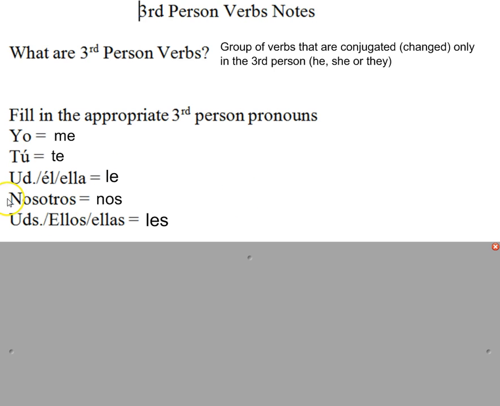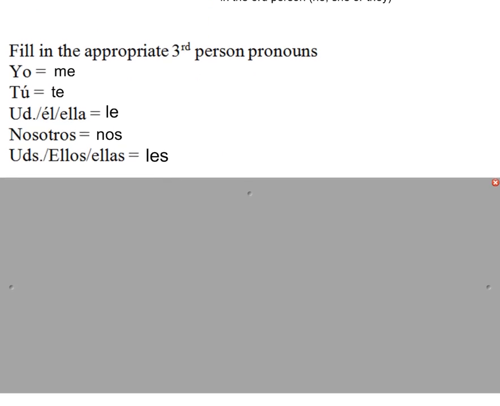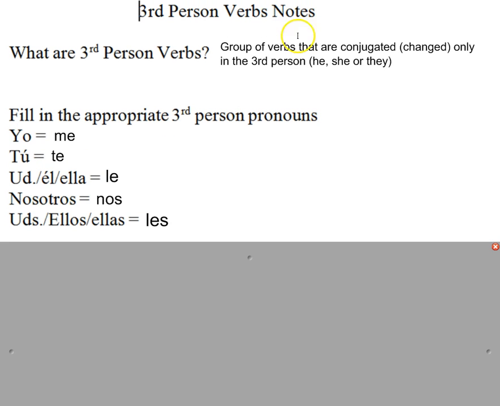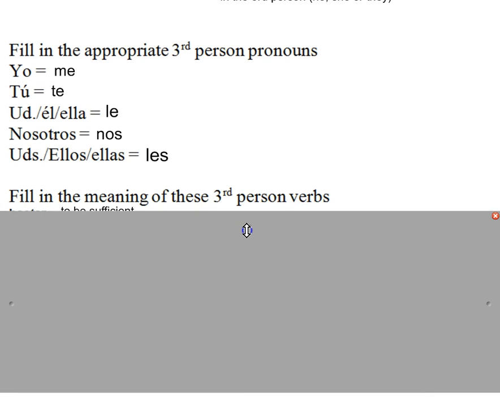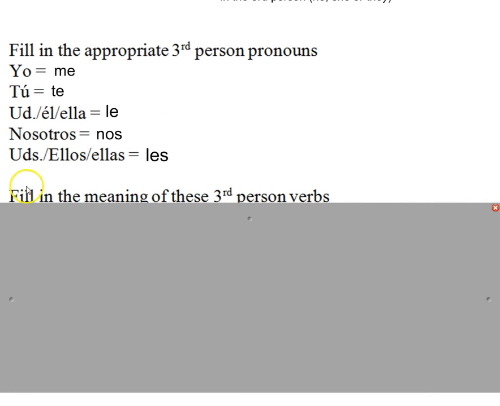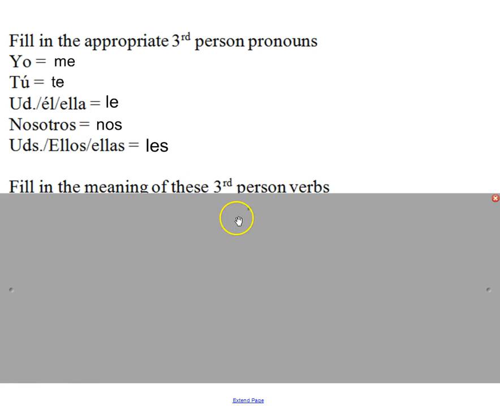Now, this isn't all verbs, and I'm going to show you the verbs that it actually works with. The most common verb that's a third-person verb is the verb gustar, as in me gusta, te gusta. You've seen that before. You just didn't know why you were using it the way that you were. So, there are a specific set of third-person verbs, and I'm going to show them to you. You go ahead and make sure you write the verb down and then the meaning of it, okay?